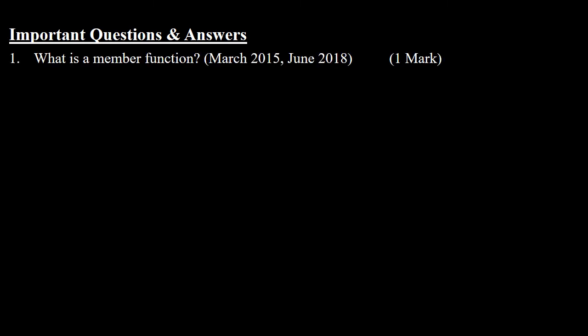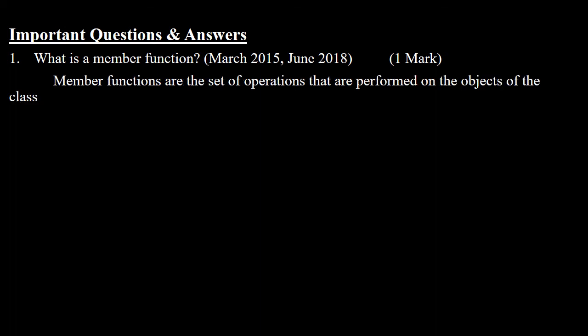Now let us see the important questions and answers from this topic. There will be two questions from this chapter according to the blueprint: one 1 mark question and one 5 mark question. Let's see all the 1 mark questions. First question is, what is a member function? It was asked in March 2015 and June 2018 for 1 mark.